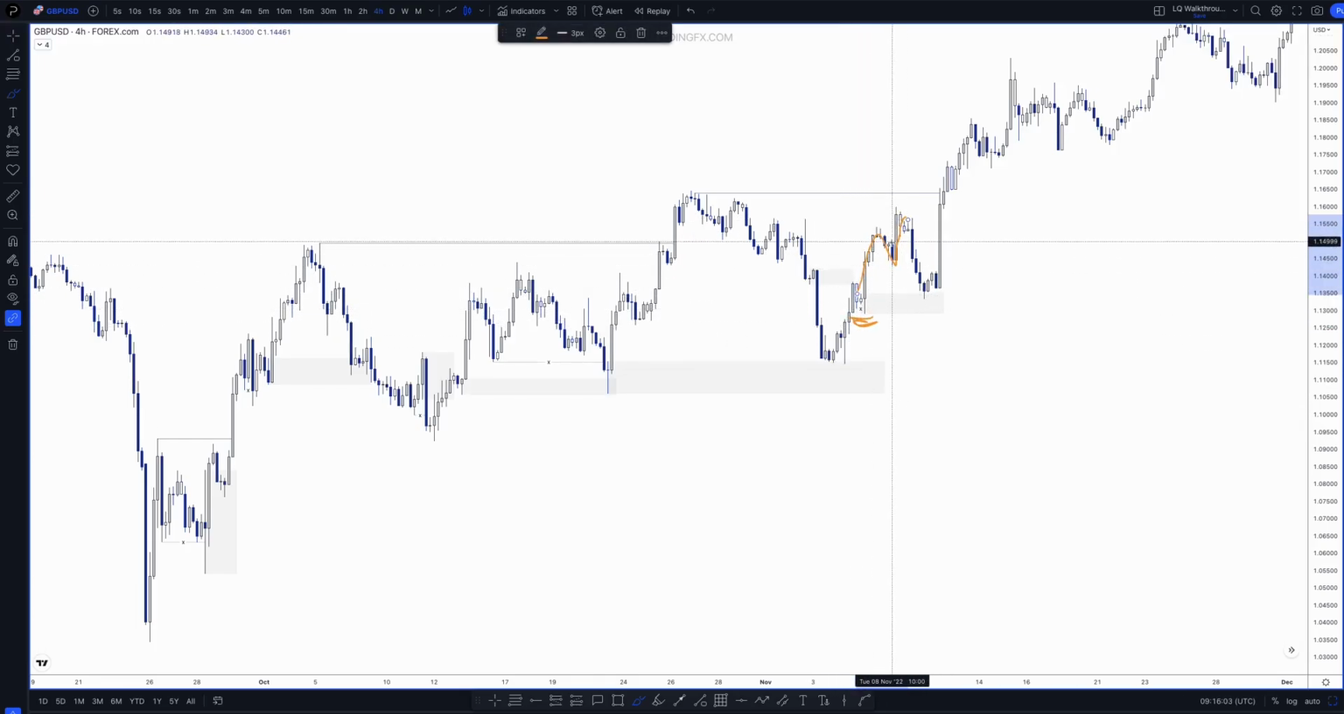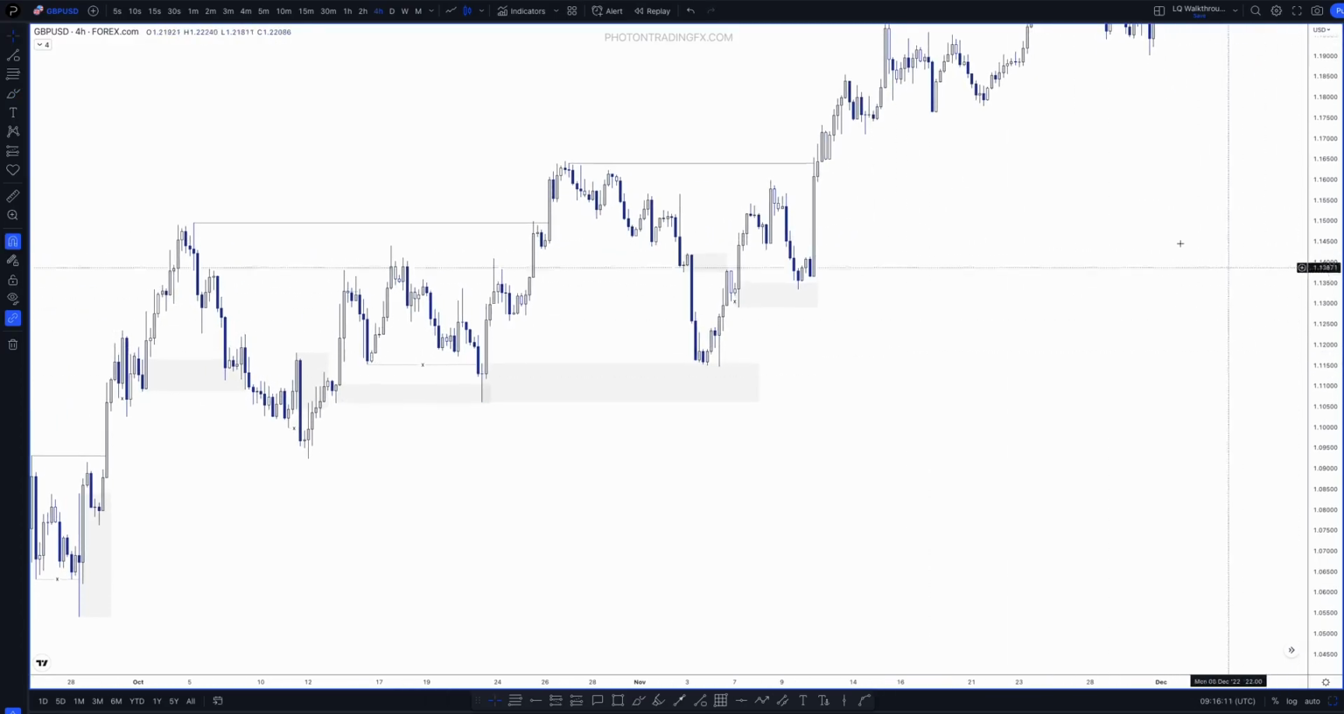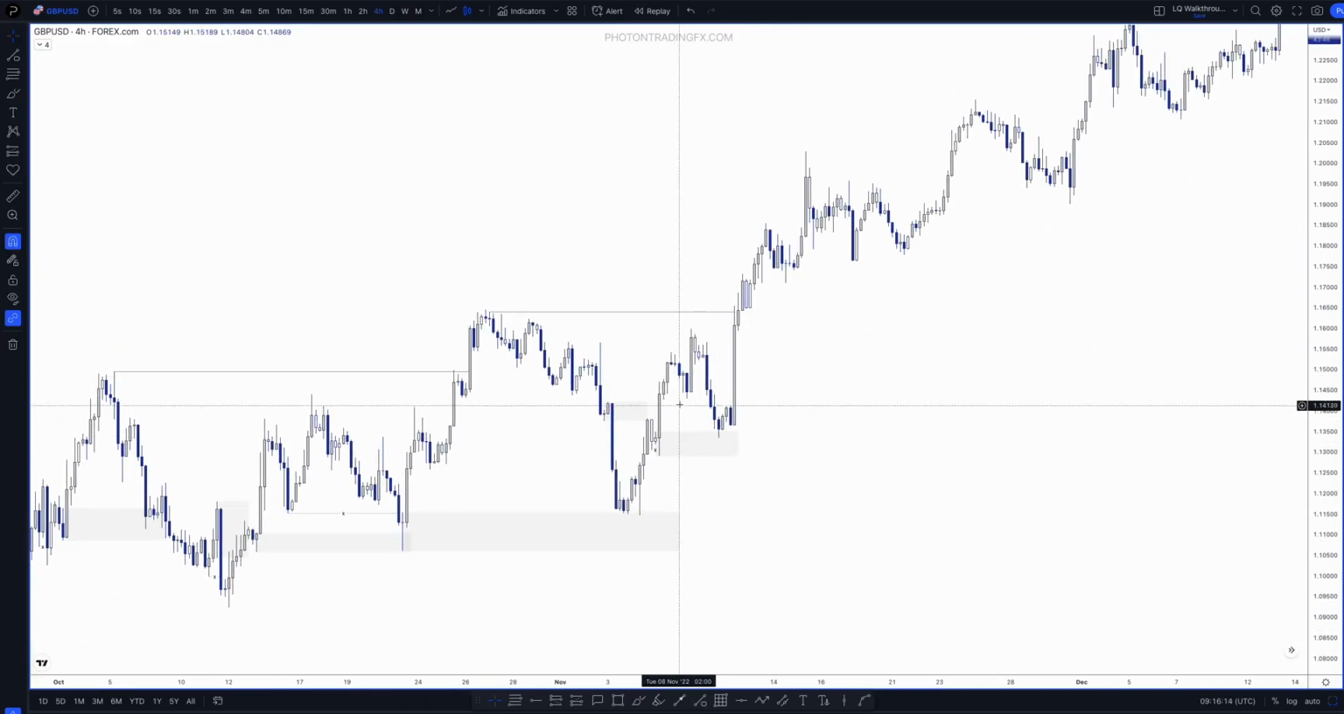And then again, what happens? Entices early buyers into the market. They get liquidated. And then we come into that last level there and then we go. Okay. So, you know, this is somewhat of a sweep POI again. It's a little bit far away. It's kind of what I was saying, right?